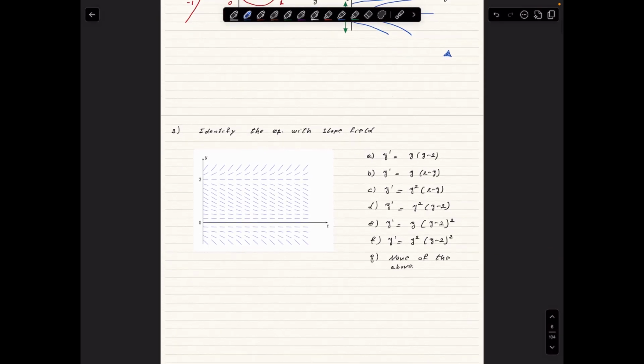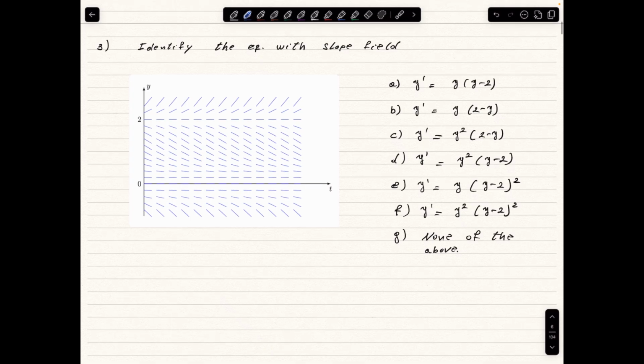In our next problem, we need to identify which is the differential equation among these possibilities that produces this slope field. Alright, solution. What we can do here? Suppose we write the answer as an equation of the form y prime equals f of t, y.